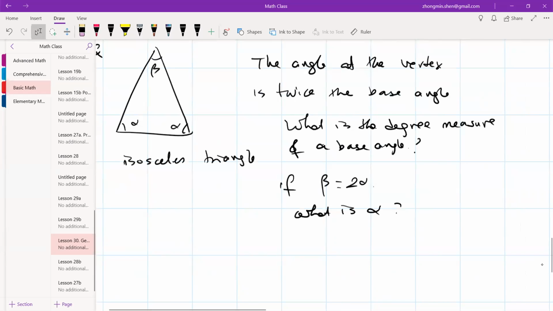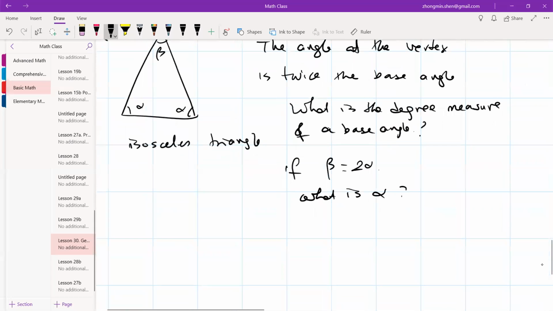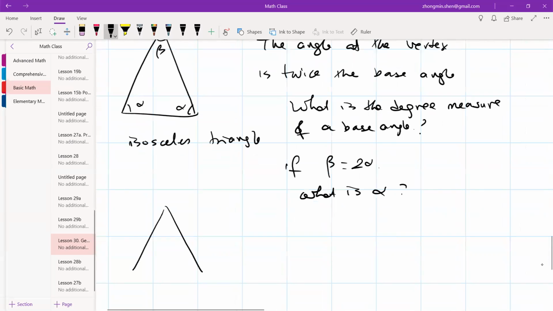All right, let's do the problem. We know that beta is 2 alpha. So you have an isosceles triangle, where the 2 base angles are the same. So this is alpha, and that is 2 alpha. So 2 alpha plus alpha is going to be 180 degrees. So alpha equals 180 degrees divided by 4.